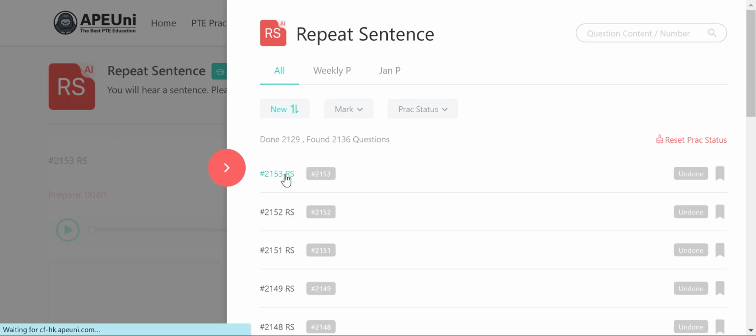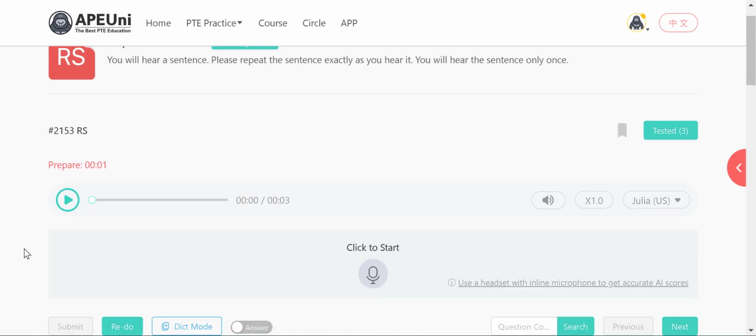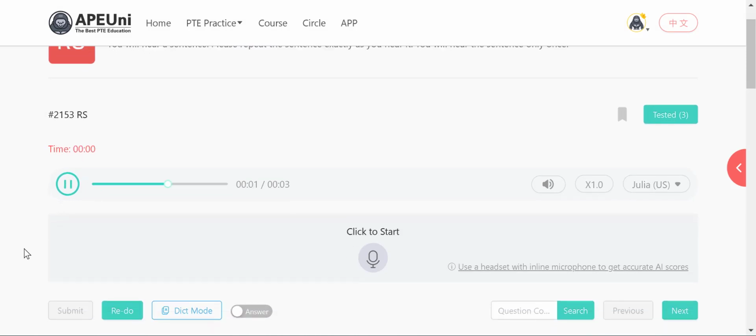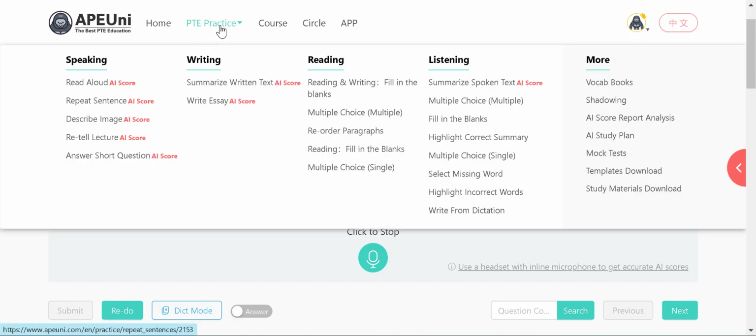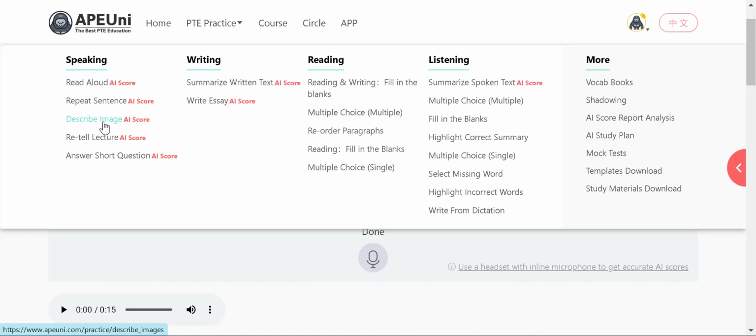Again, you will hear a sentence: "Students' papers should be about a current social issue." Like this, and then you repeat it. Again, you need to be clear, fast, and loud enough to get a high score, without any interruption, hesitation, or repetition. And then you go to describe image.